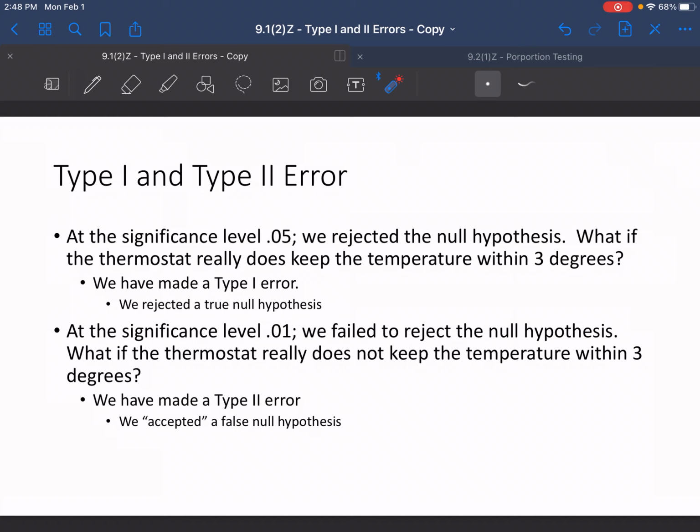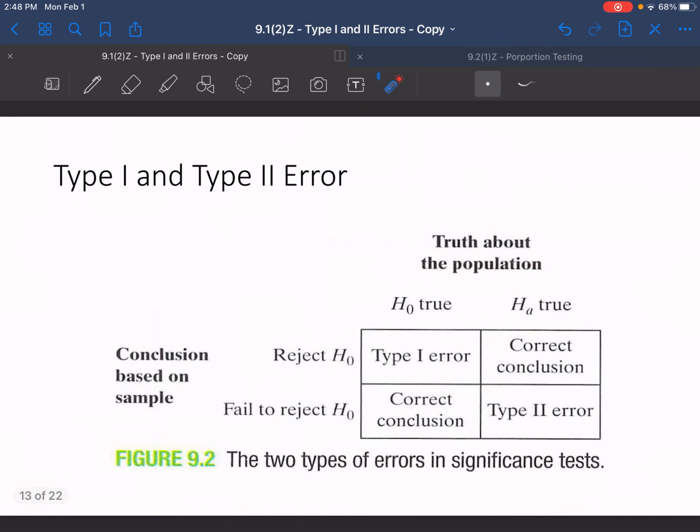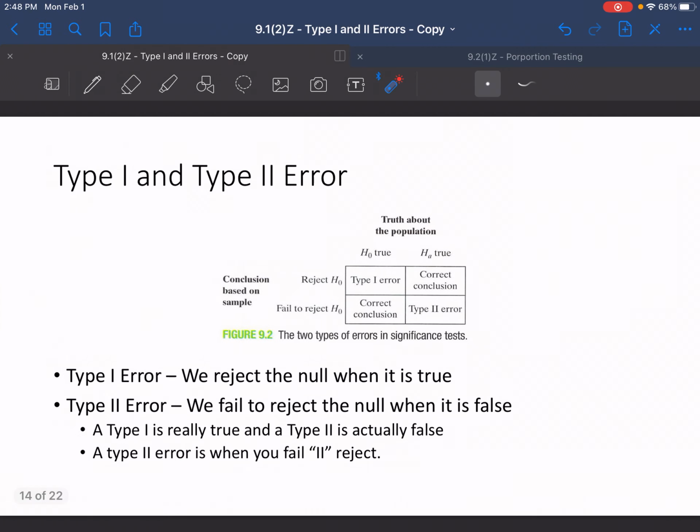If we look on the other side of that, at the significance level of 0.01, we failed to reject the null hypothesis. However, what if the thermostat really does not keep the temperature within 3 degrees? In that case, we would have made a type 2 error, and we would have accepted a false null hypothesis. So all of that's really to say, and actually I'm going to move on to this slide because this one has a little better information.